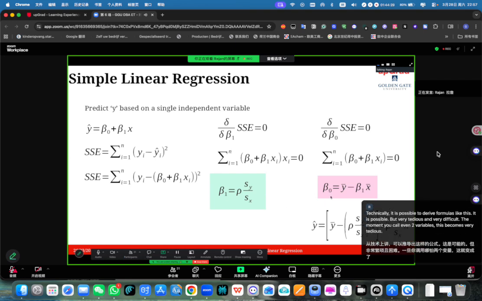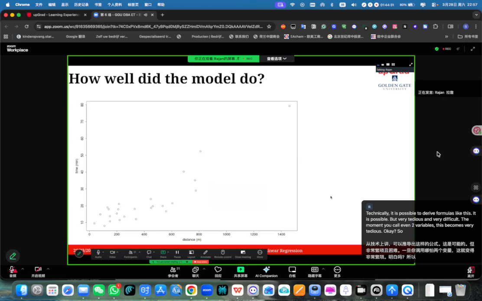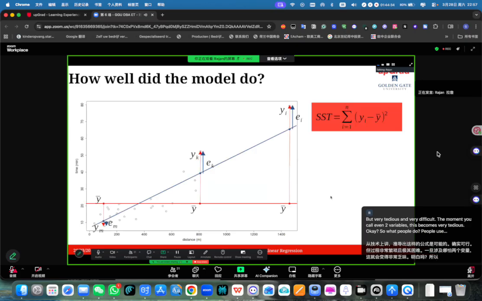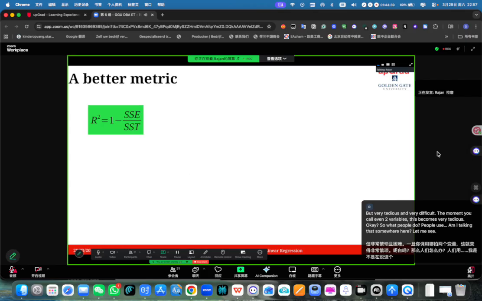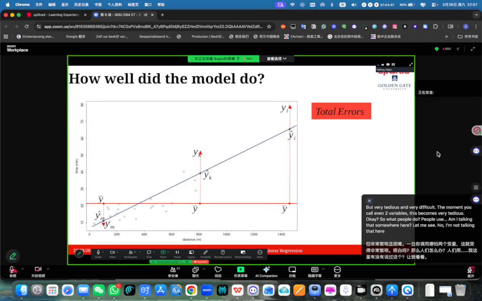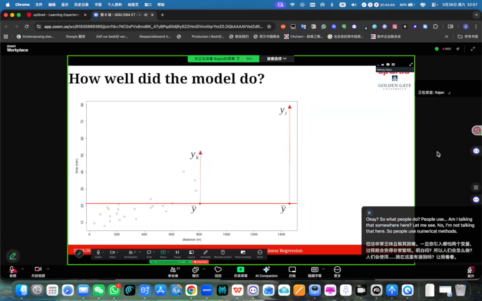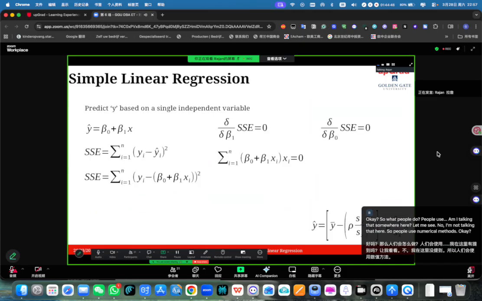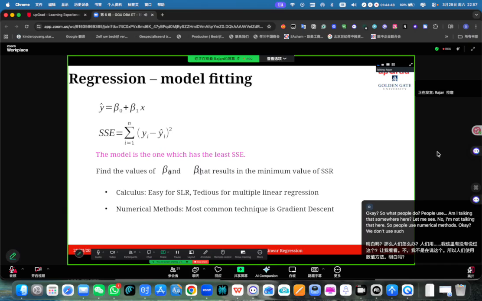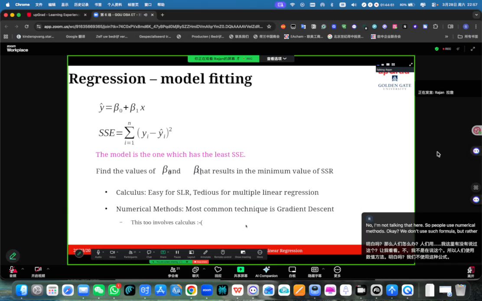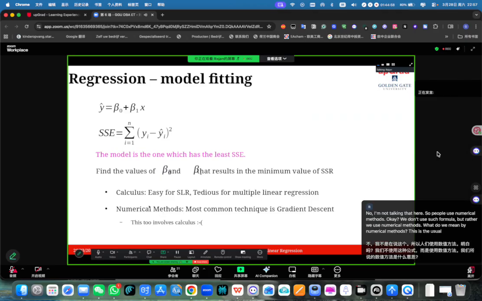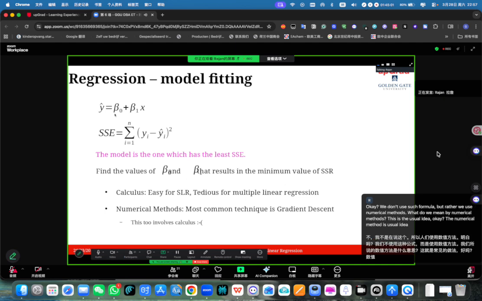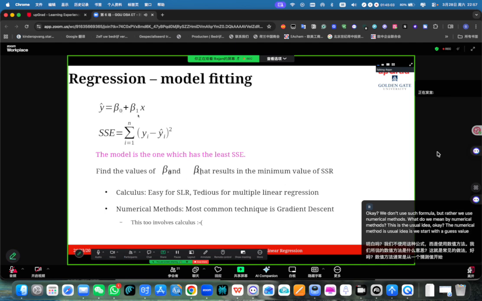So what do people do? People use numerical methods. We don't use such formulas, but rather we use numerical methods. What do we mean by numerical methods? This is the usual idea: we start with a guess value for beta naught and beta 1.